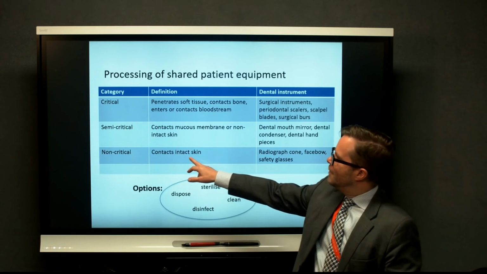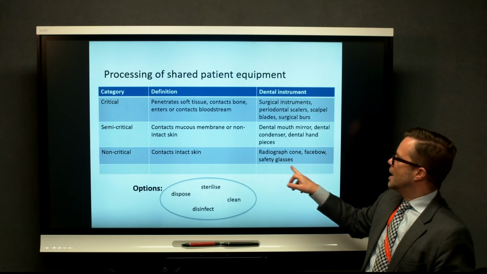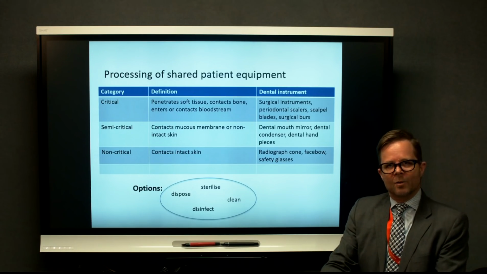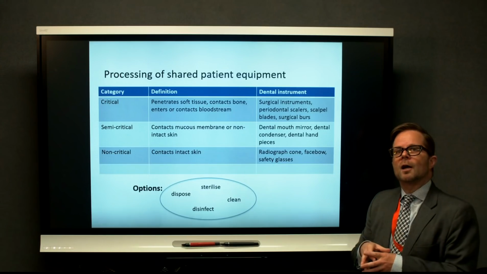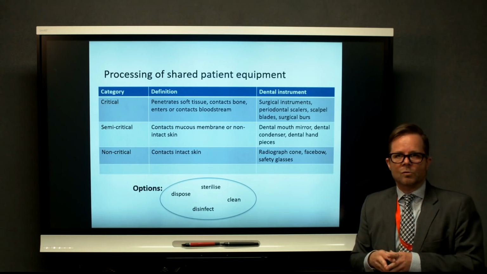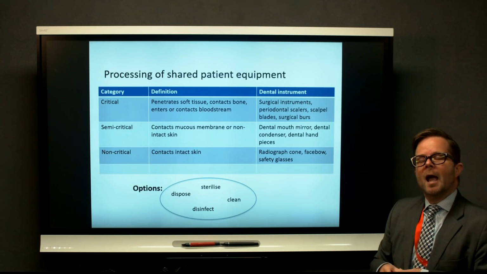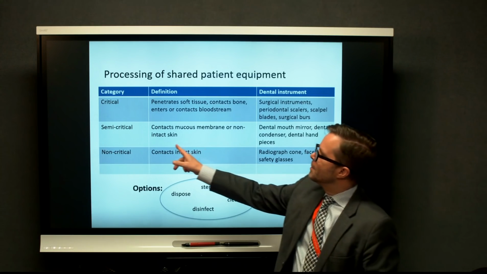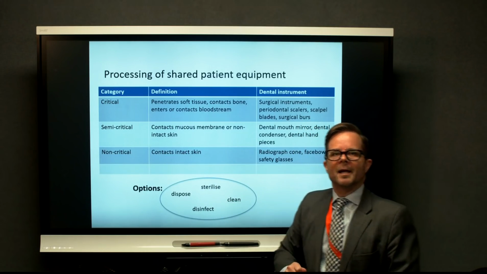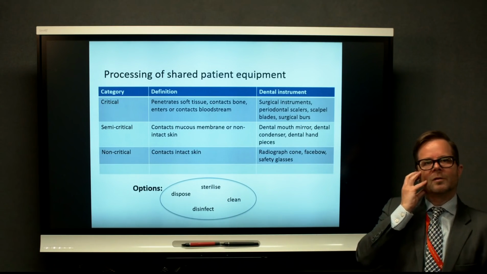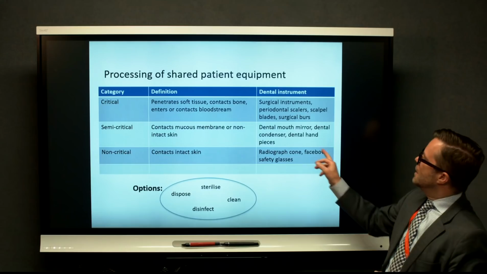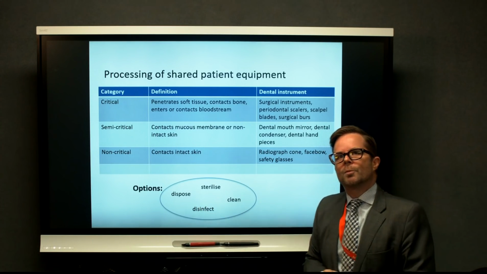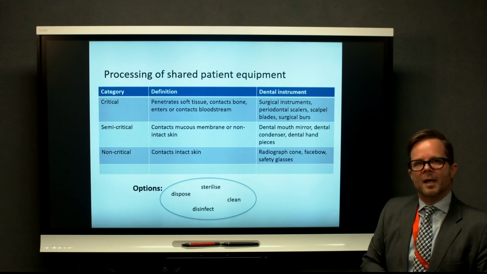And then we have the non-critical items, such as the radiography cone, which we can't actually sterilize. We can't put it under a great deal of heat because we'd actually destroy the piece of equipment. And we can't throw it out because it's too expensive. However, it's not been heavily contaminated because it's only come into contact with intact skin. In these circumstances, disinfection would probably be the appropriate way to do that.